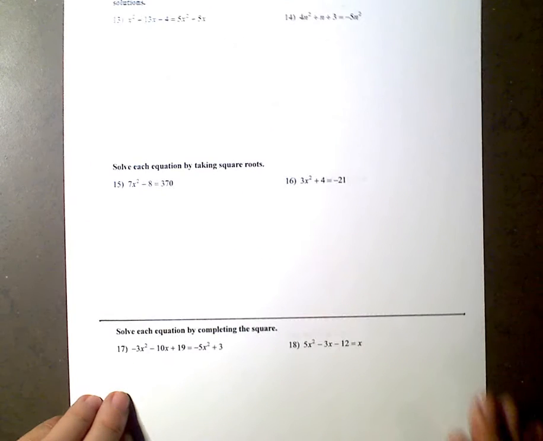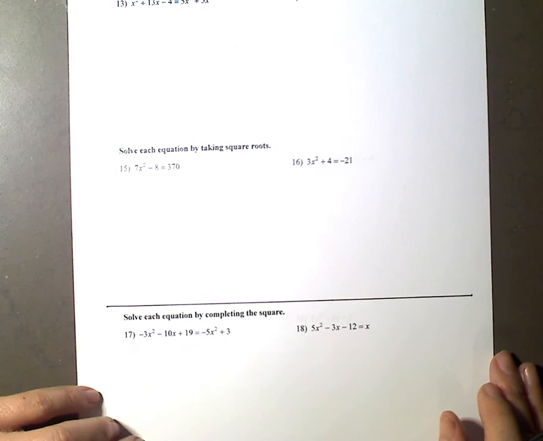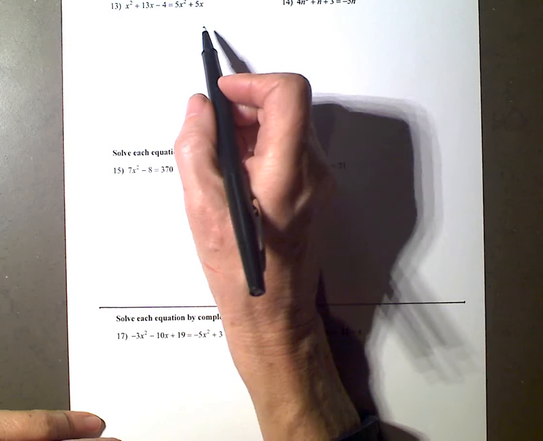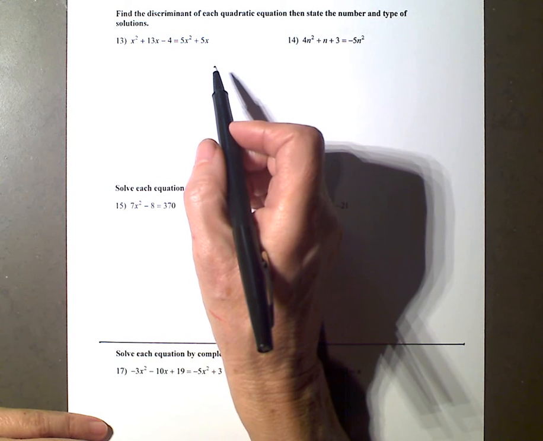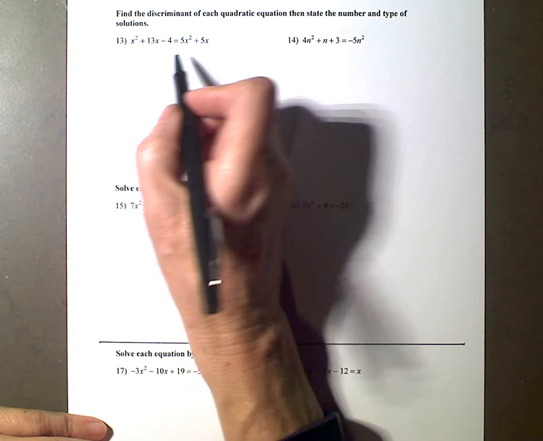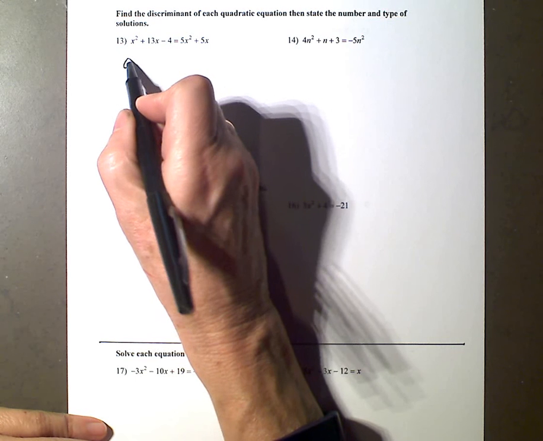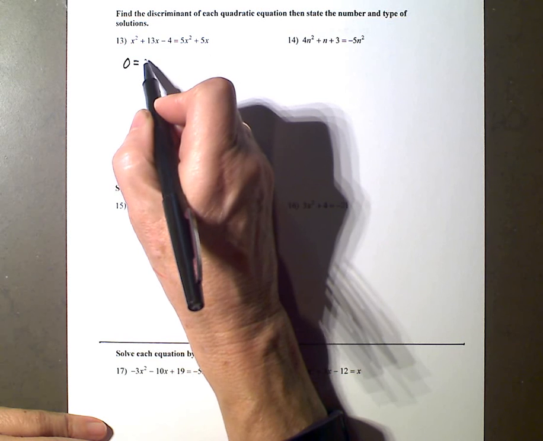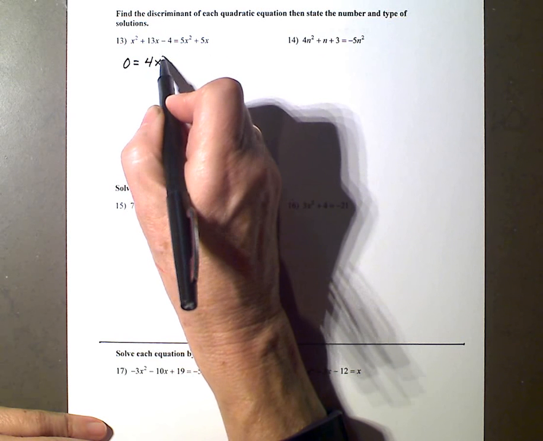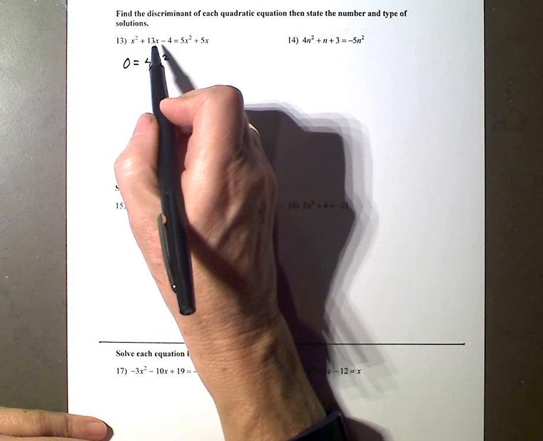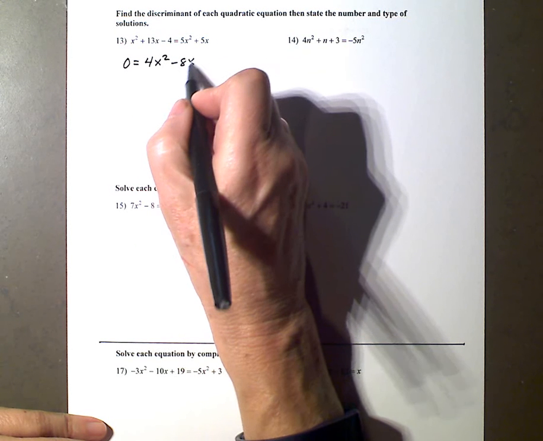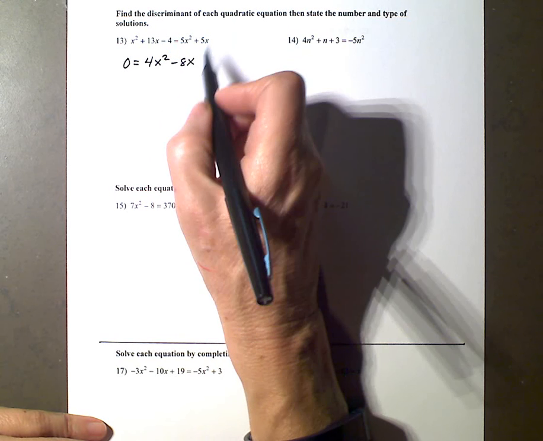So, number 13, we're supposed to find the discriminant and state the number of solutions and the type of solutions. With this first one, I want to get everything on one side. So I'll subtract x squared, leaving a 0 on the left; minus x squared gives me 4x squared on the right. Then I'm going to subtract 13x, so minus 13x gives a negative 8x, and then plus 4.